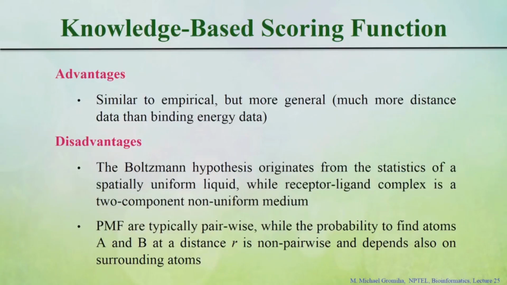The disadvantage is that they typically use a pairwise potential of mean force, but the probability of A and B being in contact mainly depends upon the surrounding atoms. In this case it is difficult to map all the contacts in a protein-ligand complex. The second one is that the hypothesis originates from the statistics of a uniform liquid, but here the medium is totally non-uniform, in the case of protein-ligand complexes, in the environment.